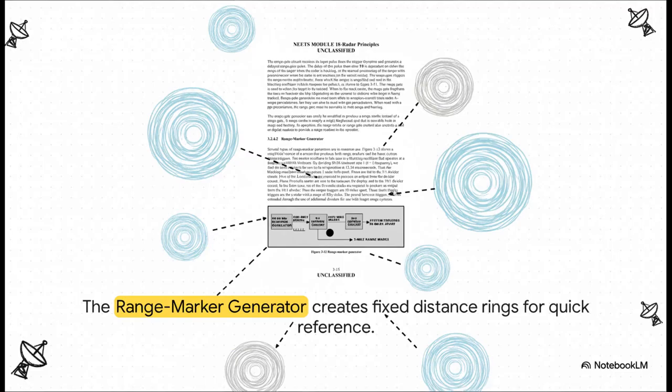Now, for a quick sense of scale, operators rely on the range marker generator. This is the circuit that creates those familiar concentric circles you see on a PPI scope. They work just like the distance rings on a map. Each circle represents a set distance, like 5 miles, 10 miles, 15 miles, and so on. This lets the operator estimate the range to any target just by looking, without having to measure each one individually. It's a huge time saver.